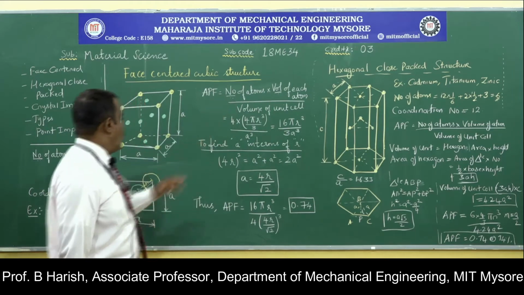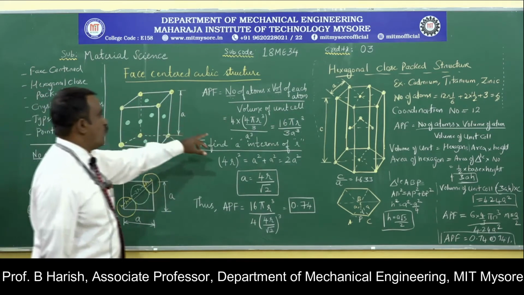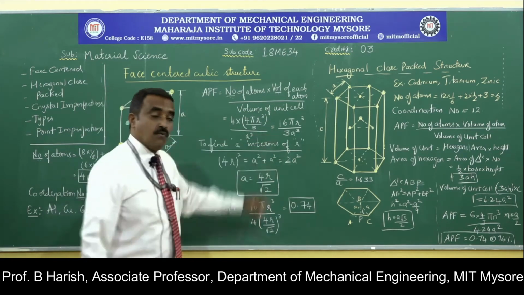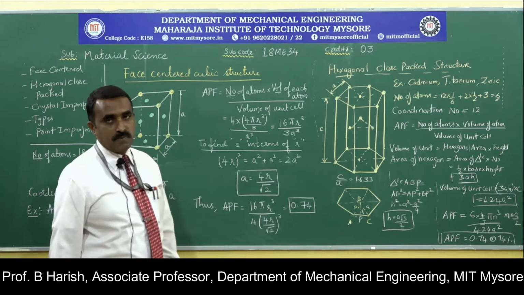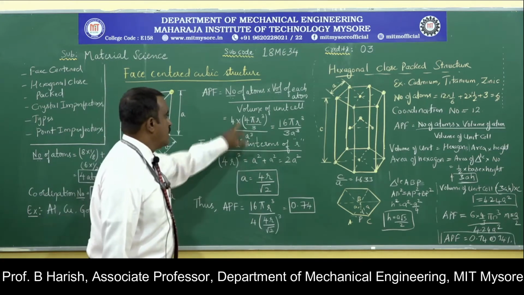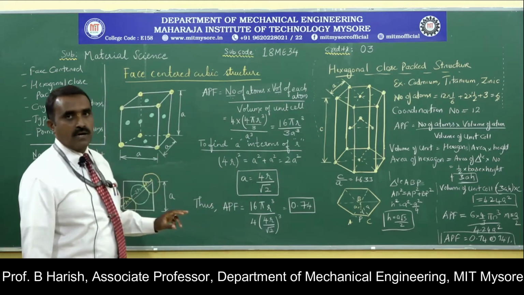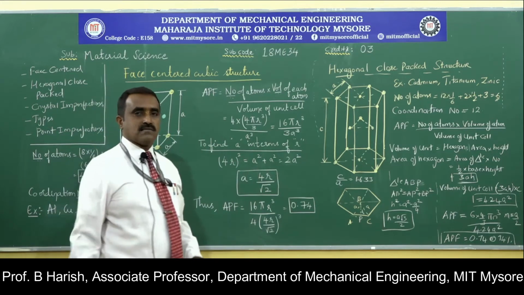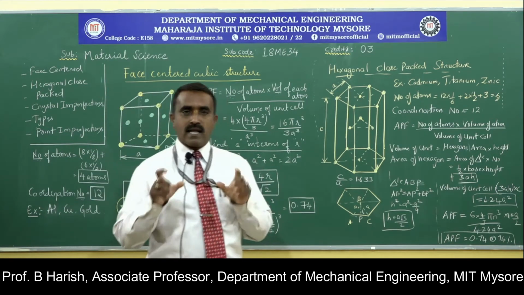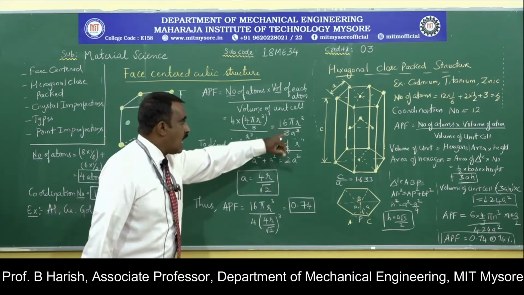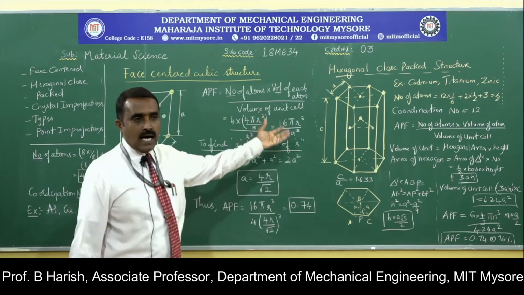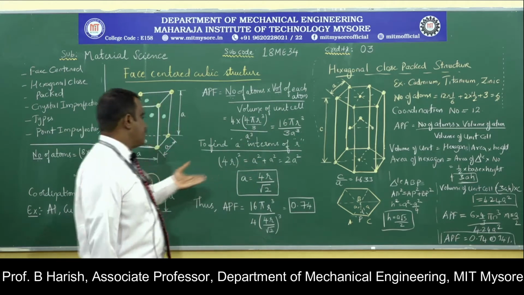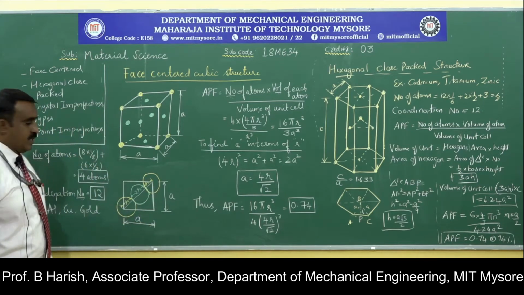The number of atoms we already arrived at is 4. So 4 into the volume of each atom. Here we have to consider the volume of a sphere, because atoms are spherical in cross section, so 4/3 pi r cubed. Then the volume of the unit cell: since it's a cube, it will be a cubed. Now atomic packing factor is a number, so we should get a number. For that, we have to express either r in terms of a, or a in terms of r. For that, these mathematical steps are carried out. So consider this is the face.